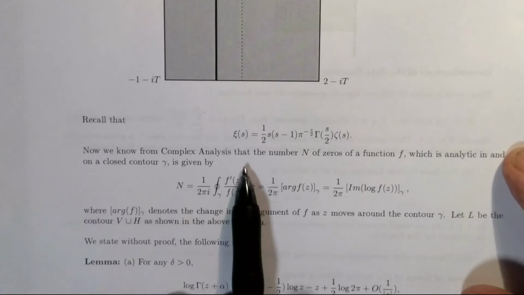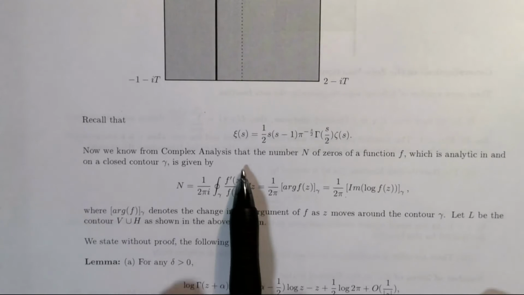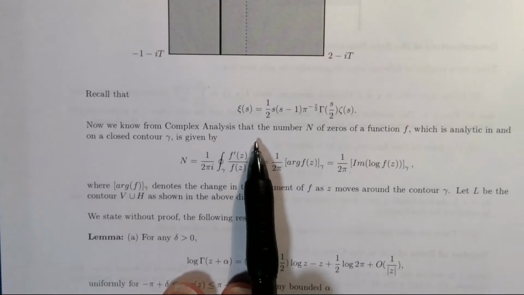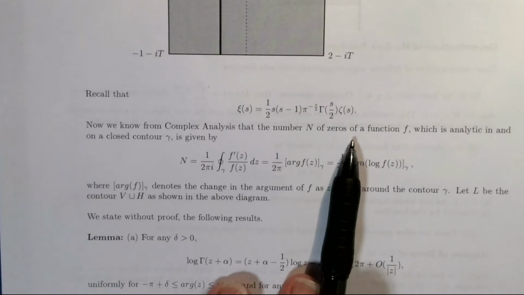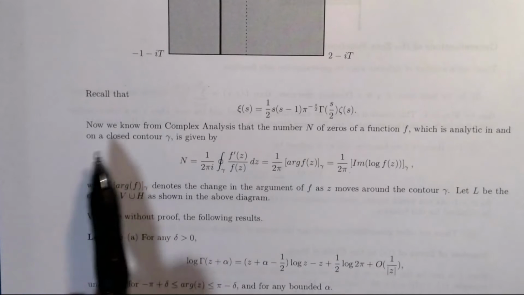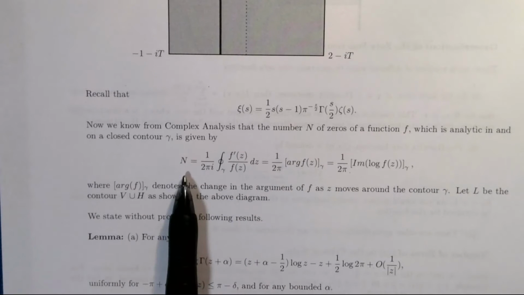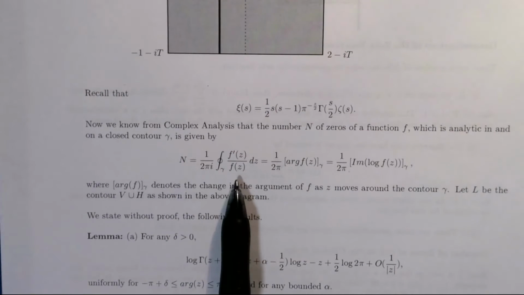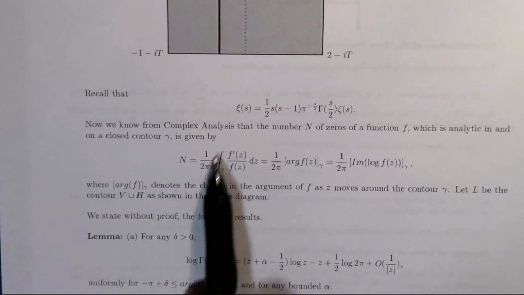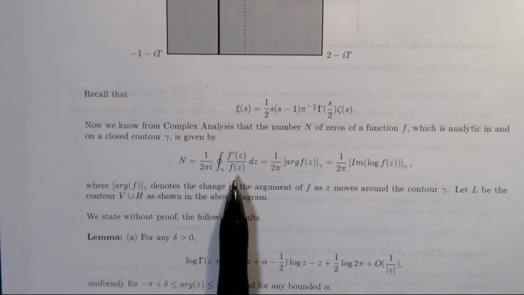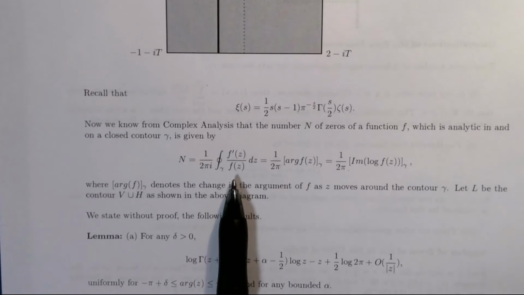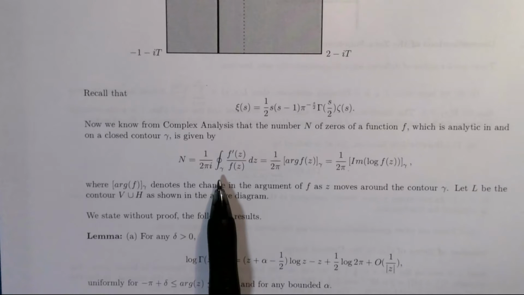We know from complex analysis, and again I'm going to call in some results from complex analysis here, that the number of zeros of a complex function f, which is analytic in and on a closed contour gamma, is given by this formula. It's 1 on 2 pi i times the logarithmic integral of f, so it's the integral of f dash on f. And you will know from complex analysis that this integral counts the number of zeros inside this closed contour gamma.